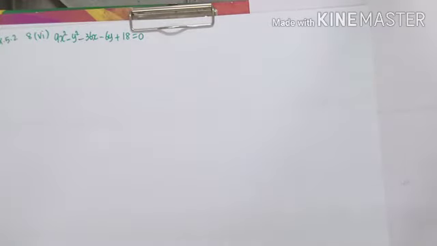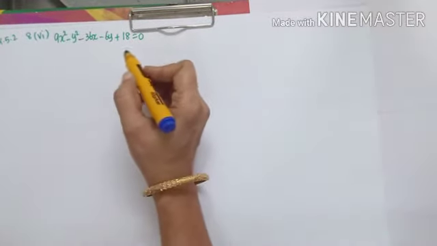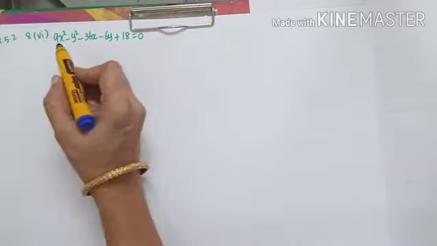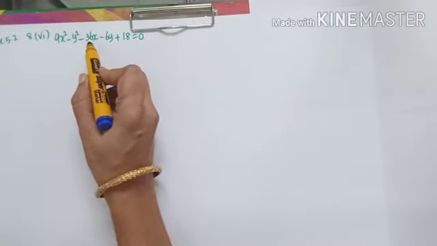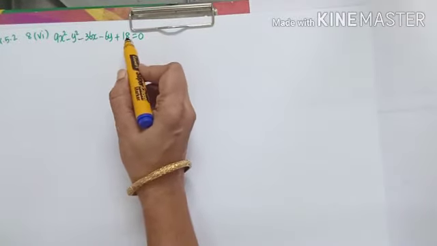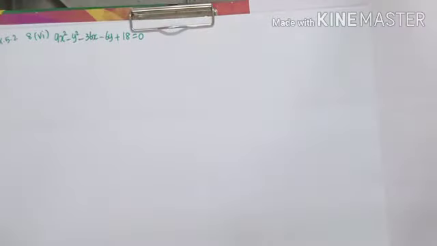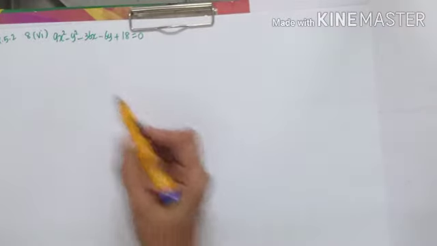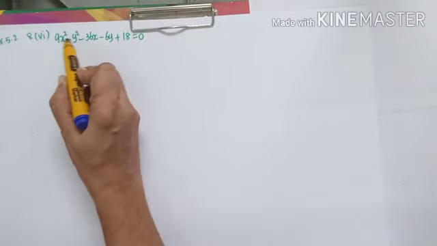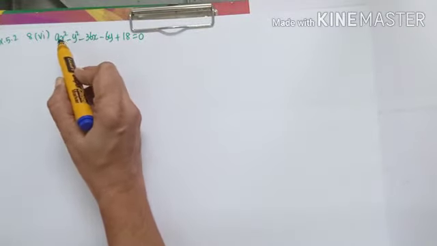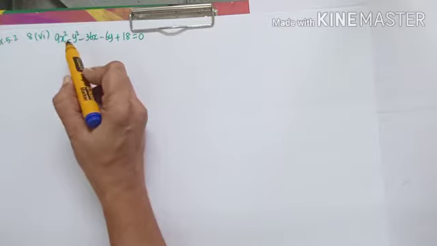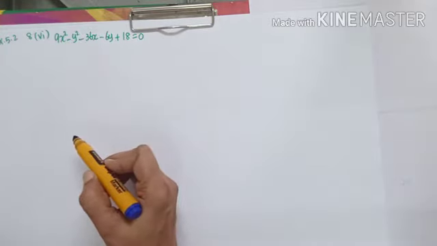Question number 8, subsection 6. These type of questions are important under 5 marks. 9x square minus y square minus 36x minus 6y plus 18 equals to 0. As I read out the problem, this minus symbol between x square and y square tells me it is a hyperbola. Anyhow, let us derive the equation.